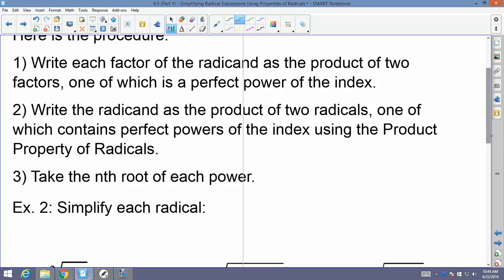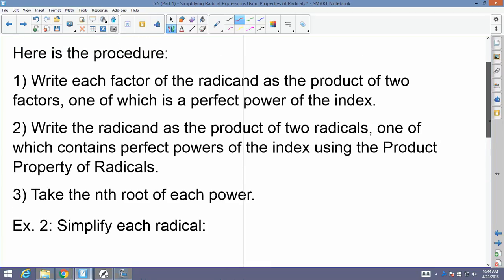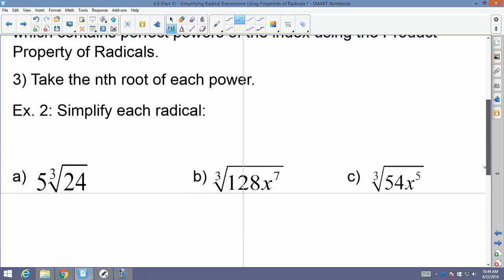Procedure. Number 1, write each factor of the radicand as a product of two factors, one of which is a perfect power to that particular index. So this is where you should know your perfect squares, your perfect cubes. It's going to help you out a lot. Number 2, write the radicand as a product of two radicals, one of which contains perfect powers of the index, using the product property of radicals. And 3, take the nth root of each power. So what does that mean in English?